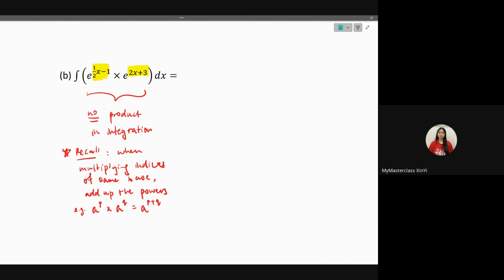So now I will have just one single exponential function. When I integrate this, I will have e to the power of half x minus 1 plus 2x plus 3. So this will simplify to e to the power of 5 over 2x plus 2. When I integrate this, same thing, I'm going to get back the same exponential function first, so e to the power of 5 over 2x plus 2. Then I need to divide by the differentiator of the power, which is 5 over 2. Then plus c.